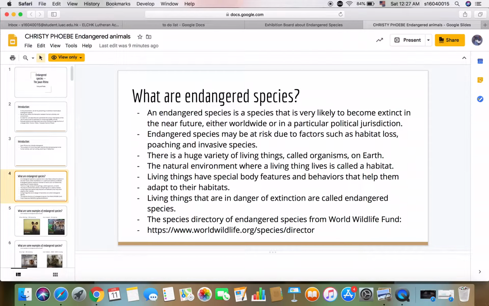Endangered species may be at risk due to factors such as habitat loss, poaching, and invasive species. There is a huge variety of living things called organisms on Earth. The natural environment where a living thing lives is called a habitat, and living things have special body features and behaviors that make them adapt to their habitats. Living things that are in danger of extinction are called endangered species.